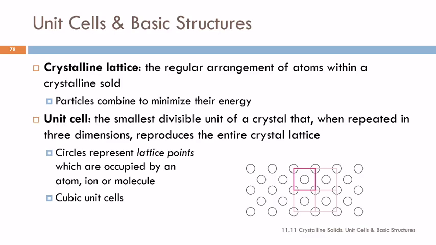So this is the unit cell. It is the smallest piece of the lattice that we can repeat over and over again to get the entire lattice. If you go smaller than that and you repeat it, you're not going to get the same lattice.